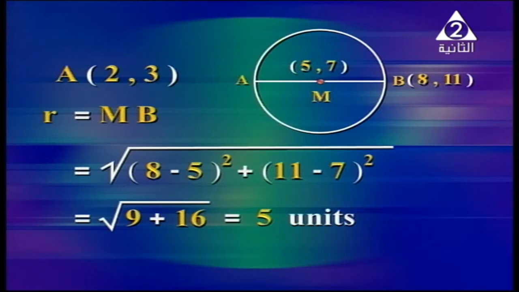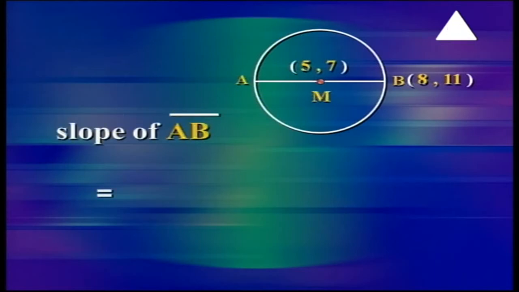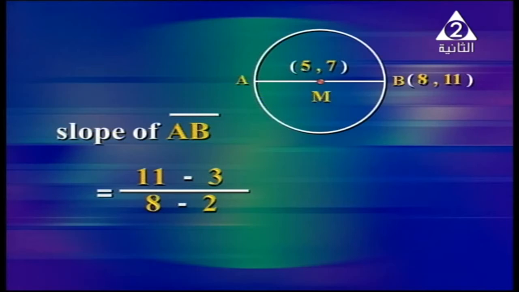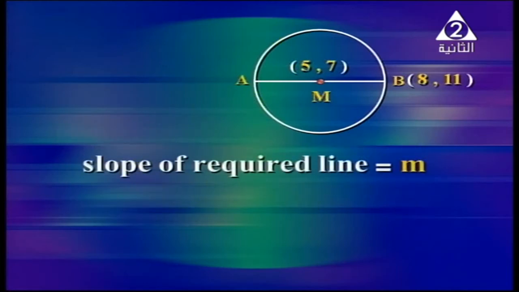Then what about the equation of the straight line perpendicular to AB? First of all, can you find the slope of AB? Of course, yes. Slope of AB will be 11 minus 3 over 8 minus 2 to obtain a result as 8 over 6, which is equal to 4 over 3. So what about the slope of the required line? It is the line perpendicular to it at the point B. So the slope of the required line will be negative 3 over 4.